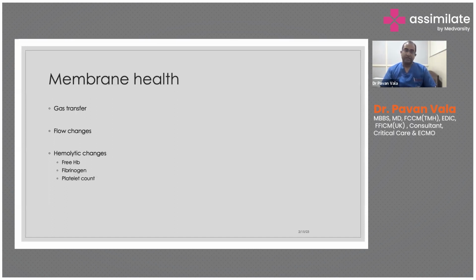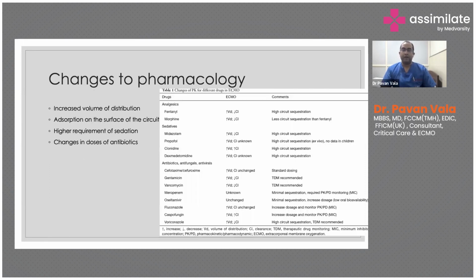There are changes to the flow, and because the blood is coming into contact with an artificial membrane, sometimes you get hemolytic changes. For that, you look at the free hemoglobin in the patient's urine, fibrinogen content, and platelet content. In a worst-case scenario, the membrane sets off what looks like a DIC pathway in these patients, requiring you to change the membrane or basically the circuit.